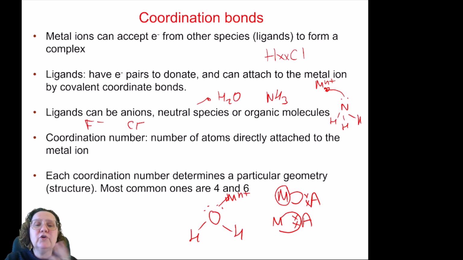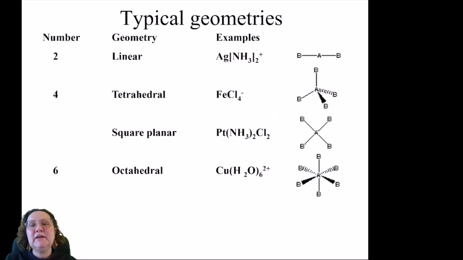We talked about coordination number, which is how many atoms are attached to that metal ion. You can have 1, 2, 3, 4, 5, 6, etc. Some atoms can have interesting coordination numbers, but the most typical ones are 4 and 6: 4 atoms attached to the central metal ion, or 6 atoms attached to the central metal ion. And these are some typical geometries.